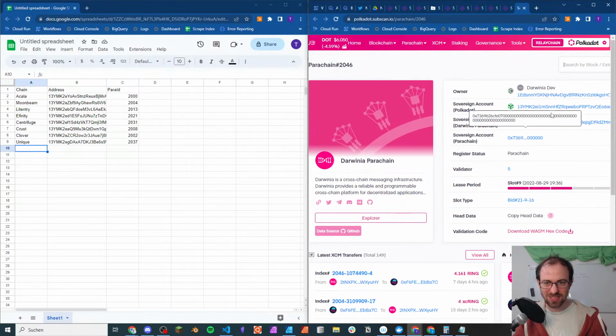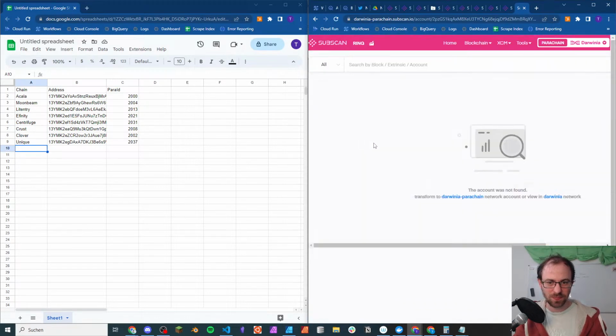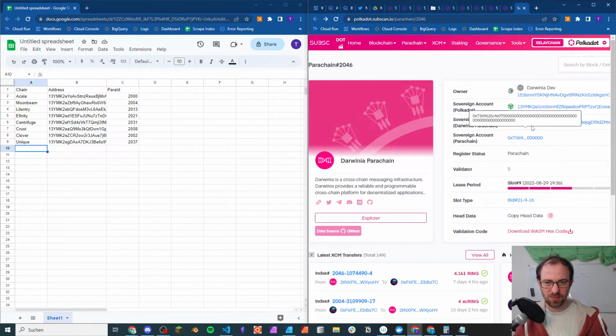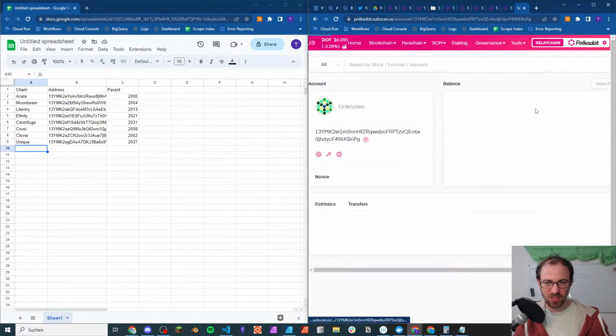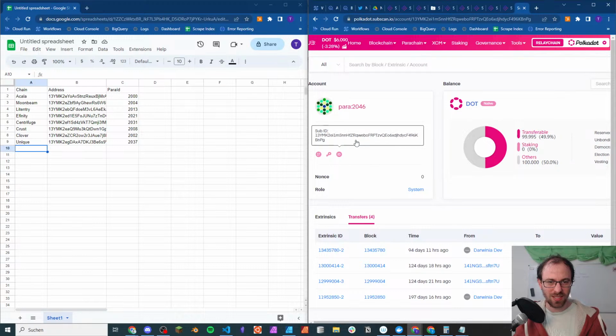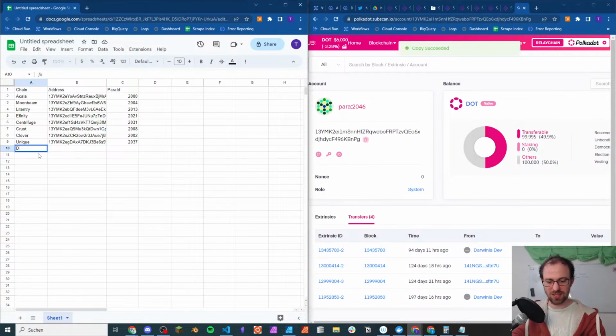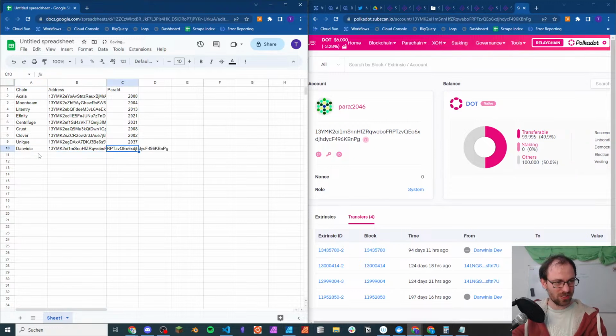Okay, so this is Darwinia, and this is the sovereign account of Darwinia. Whoops, the account was not found. Sometimes weird stuff is happening. Sovereign account on Polkadot. Darwinia 2046. I think this is right.